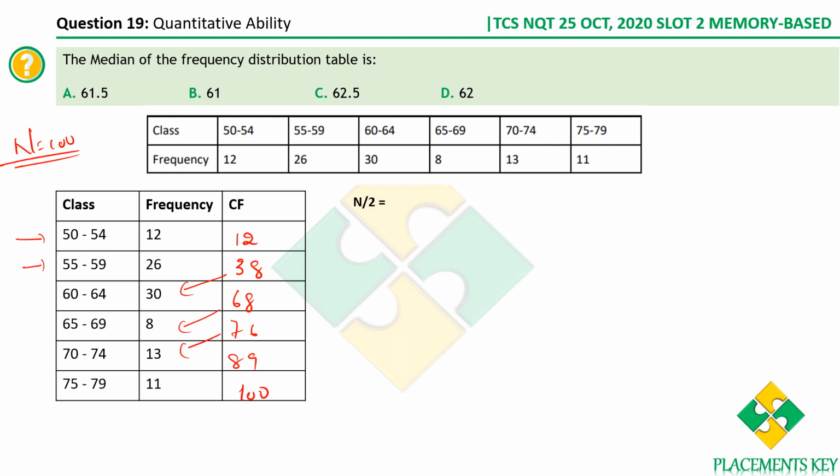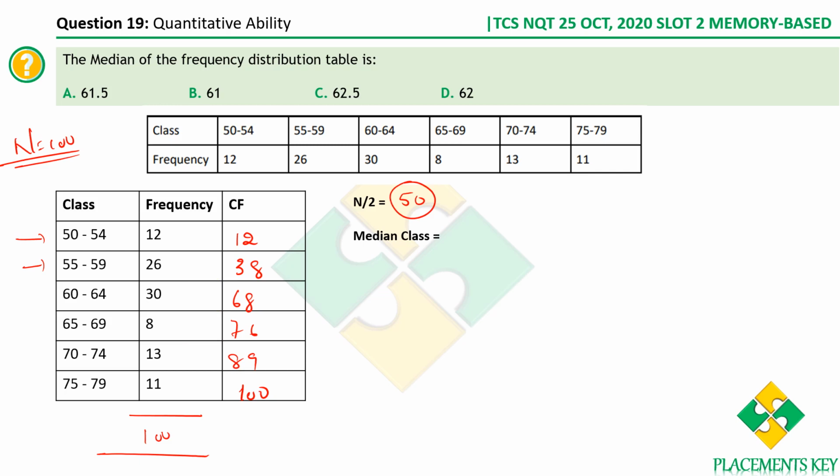Now what is n by 2? We know n is 100. That's what we have got, right? If you add all of this, you get 100. So n by 2 is how much? It is 50. Then what is the median class? Median class is the class which has the value n by 2, 50. Think about it. In which of these do we have the n by 2 value?